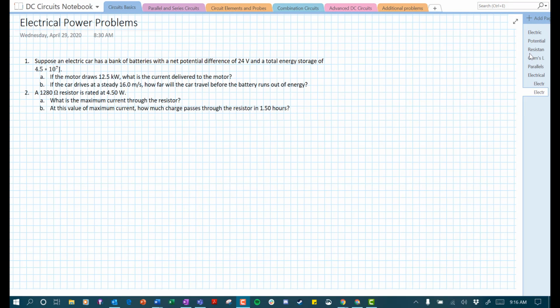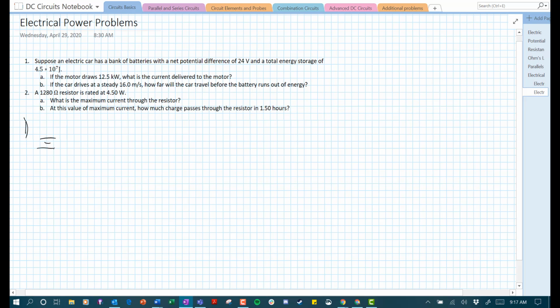So here's problem 1. Suppose an electric car has a bank of batteries with a net potential difference of 24 volts and a total energy storage of 4.5 times 10 to the 7 joules. If the motor draws 12.5 kilowatts, what is the current delivered to the motor? If the car drives at a steady 16.0 meters per second, how far will the car travel before the battery runs out of energy? So I'm going to just sketch out a diagram of the circuit.